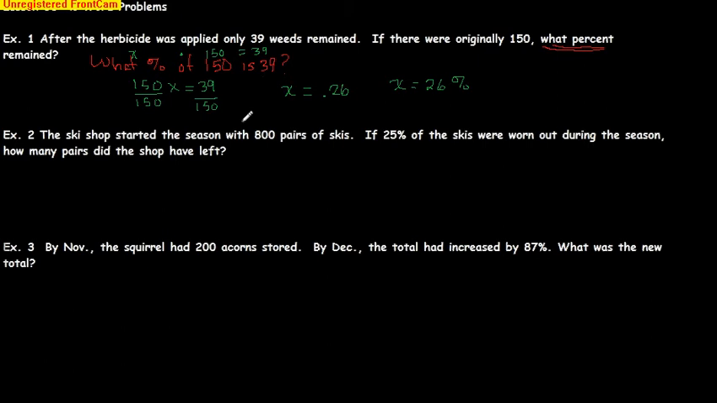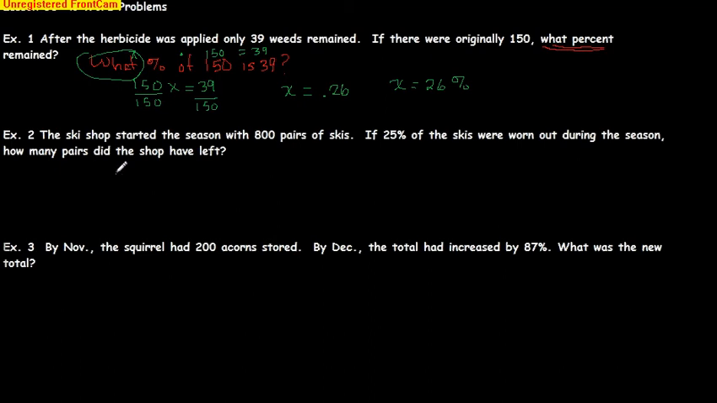What's going to happen here is the x, the what part, is going to change in each of these problems, what we're looking for. So you can always look back at which example, like if you're looking for the percent, you might want to look at this problem. This one's different. So the ski shop started the season with 800 pairs of skis. If 25% of the skis were worn out during the season, how many pairs did the shop have left? So they started out with 800 pairs of skis. They wore out 25% of them, and they want to know how many is left. So we write it in an equation.